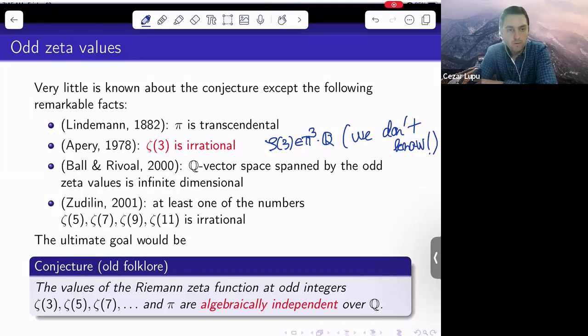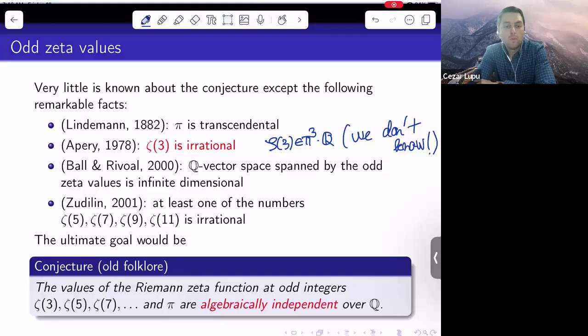Another groundbreaking result was by Keith Ball and Tanguy Rivoal in 2000. They proved that the Q-vector space spanned by odd zeta values is infinite dimensional. In fact, they proved a qualitative result that for n large enough, there are at least one third times log n irrational numbers among odd zeta values. Another result of Zudilin in 2001 is that at least one of these four numbers, zeta of five, zeta of seven, zeta of nine, and zeta of 11, is irrational.